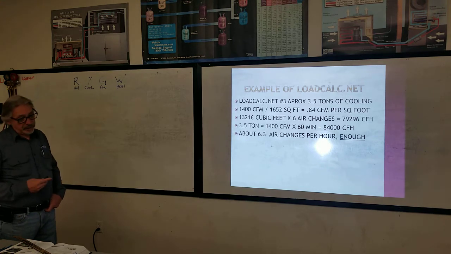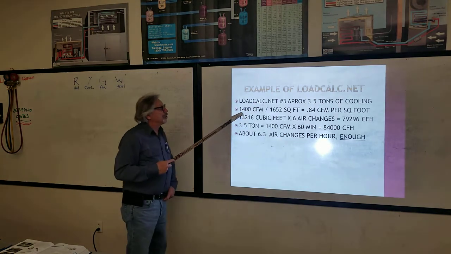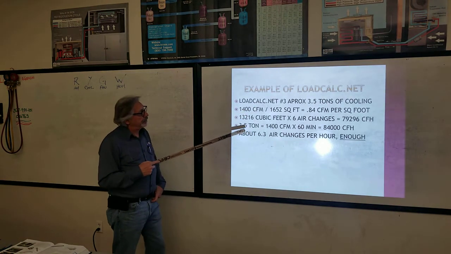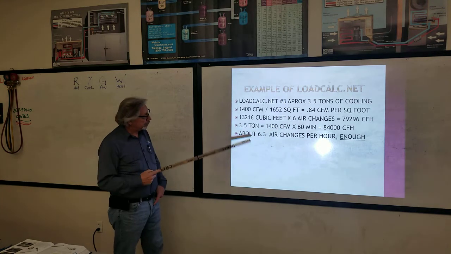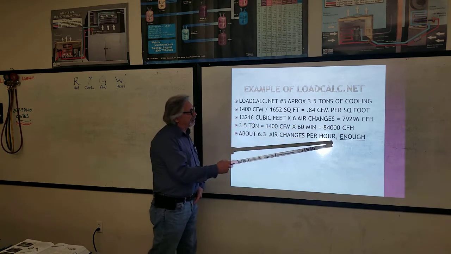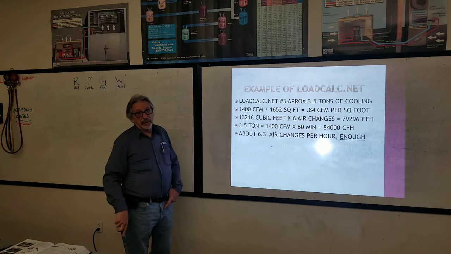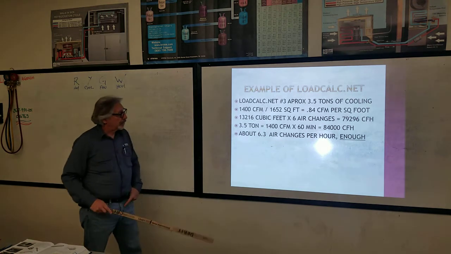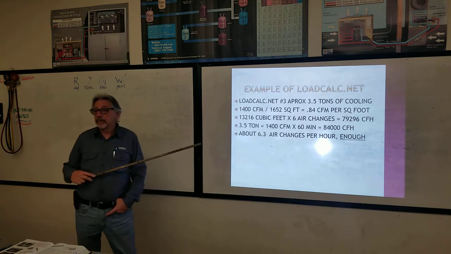So approximately, here's a 3.5. A 3.5 ton gives you 1,400 CFM, and you get 0.84 CFM per square foot. So you need 79,296, and you have 84,000 cubic feet per hour, or about 6.3 air changes per hour. Enough.